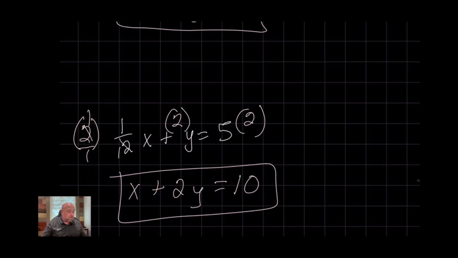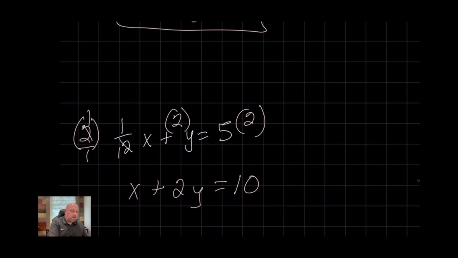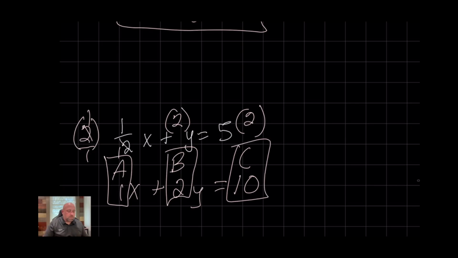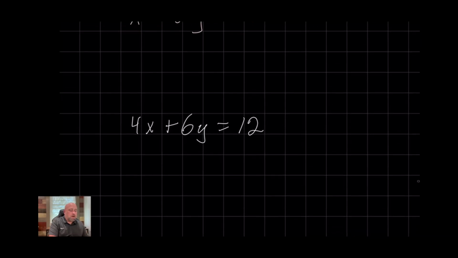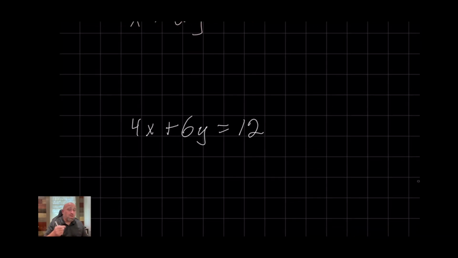Because the a, okay, you might say there is no a. Yes, there is. A is 1, B is 2, and C is 10. Okay, and that 10 is positive and a whole number. The B is positive and a whole number, and the A is positive and a whole number. So we're in good shape. So that is the answer for that one: 1x, or just x, plus 2y equals 10. All right, next one.